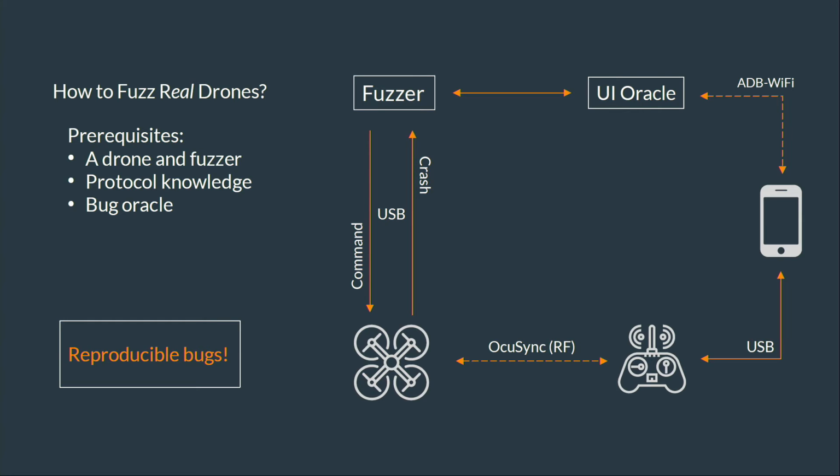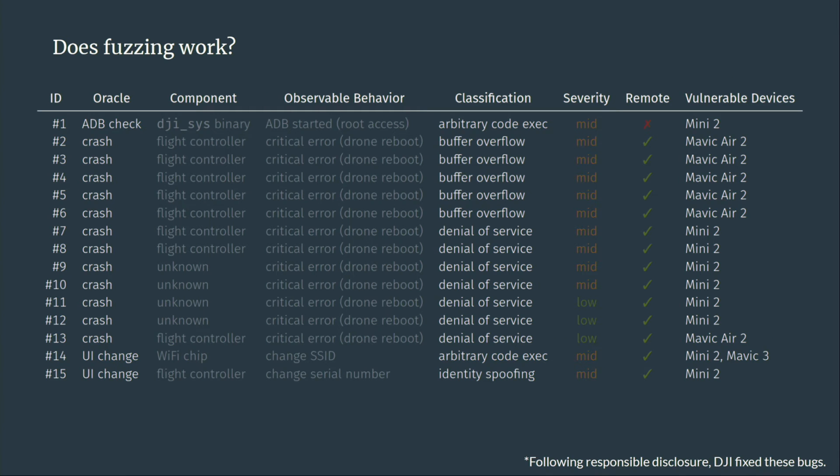Since we fuzzed the complete hardware and the drone as a complete system, all bugs which we found during our fuzzing campaign are reproducible. So you can plug in your drone after the fuzzing campaign, replay the input, and the drone crashes or the undefined behavior occurs again. So the question is, does our fuzzing work?